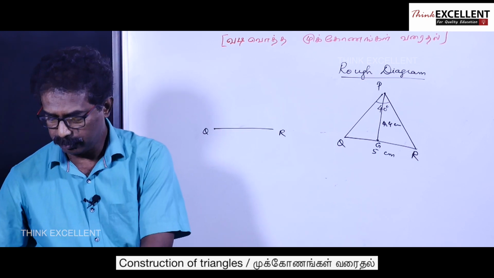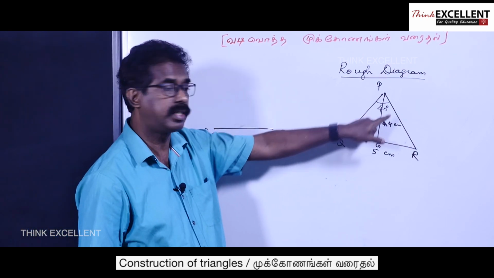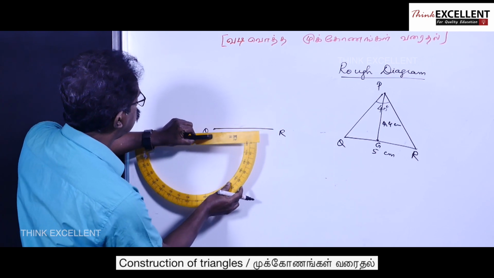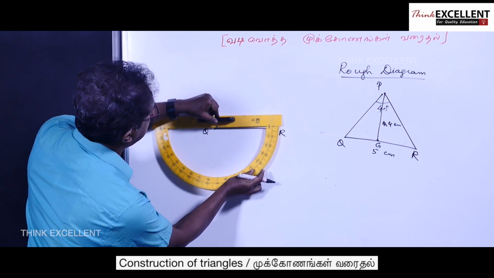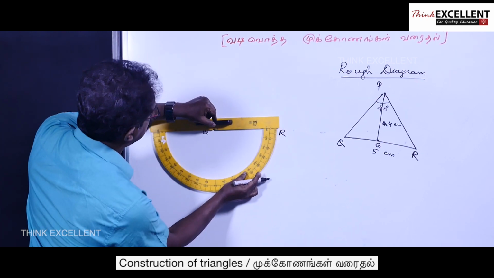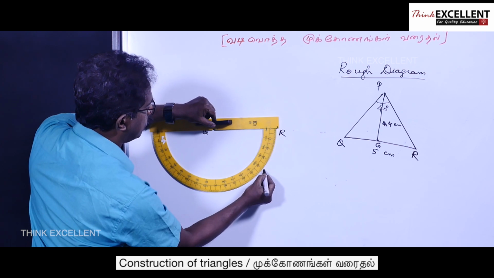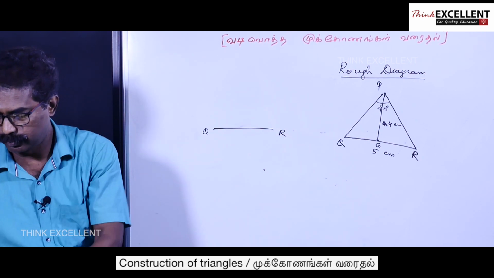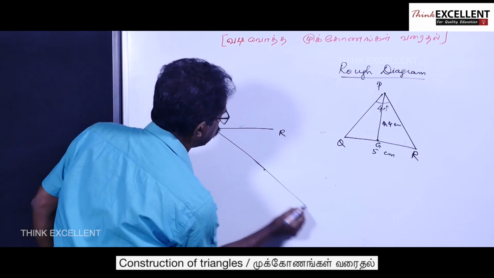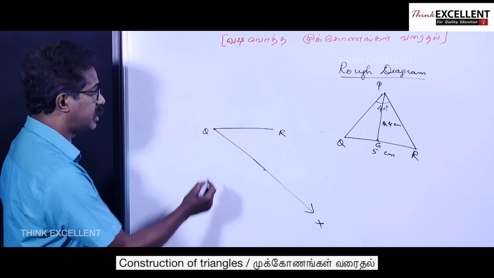Now what do you do here? The vertical angle is 40 degrees. So at Q, you make 40 degree downward. So this point should be here. You know how to do that. From here you measure 40 degree: 0, 10, 20, 40. Join this and extend it. Give some name, QX. So this angle is 40 degree.